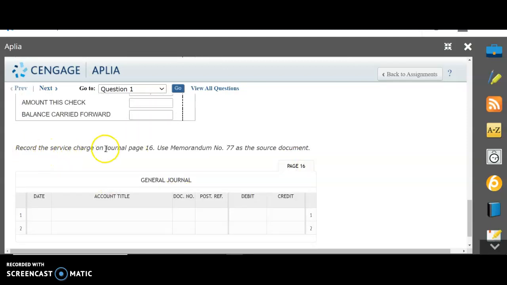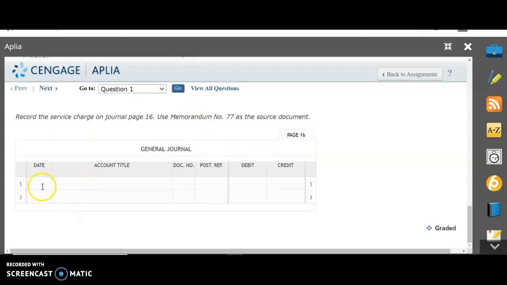And the last thing we have to do now is to record this in the general journal, page 16. So we're going to write down here the date that this happened, August 29th. And we said that a service charge is going to be called a miscellaneous expense. And the document number they gave us was M77. The amount was $20. And we're crediting cash because that came out of our account. So we're losing cash. And that is what that journal entry will look like.